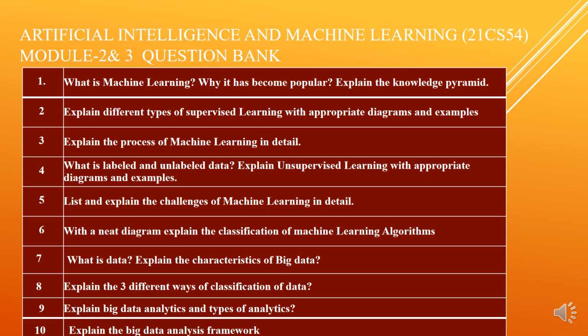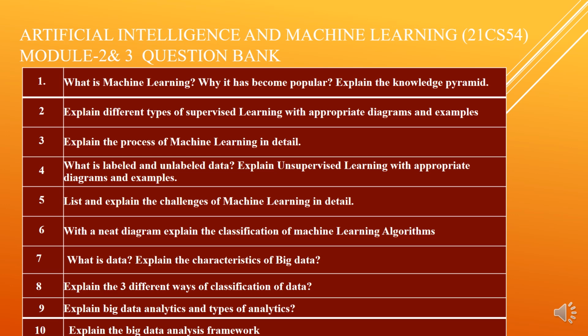Okay, so what is machine learning, why it has become popular, explain the knowledge pyramid, and explain different types of supervised learning with appropriate diagrams, explain the process of machine learning. These are very important questions. And what is labeled and unlabeled data, explain unsupervised learning with appropriate diagrams and examples, list and explain the challenges of machine learning in detail. With a neat diagram, explain the classification of machine learning algorithms.